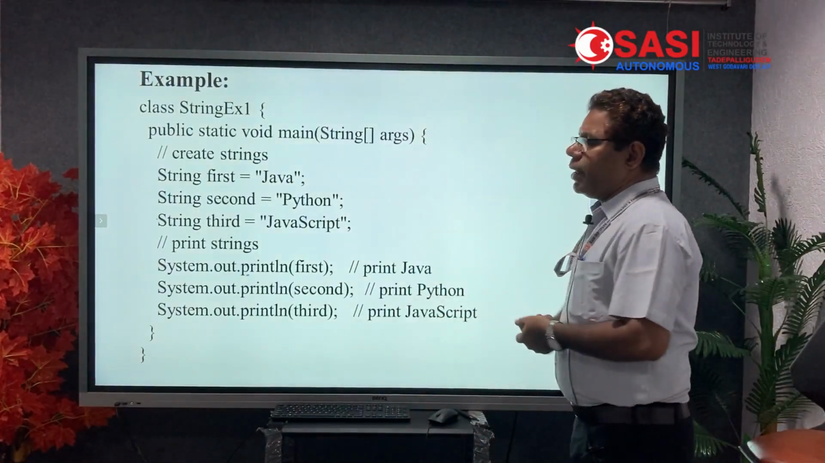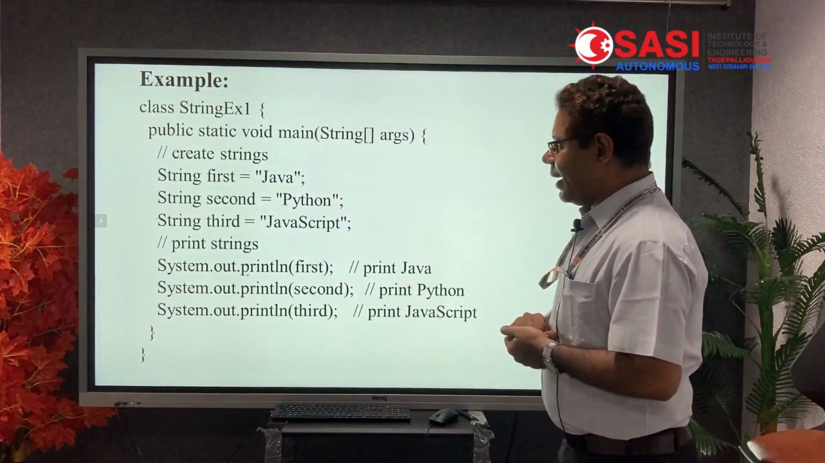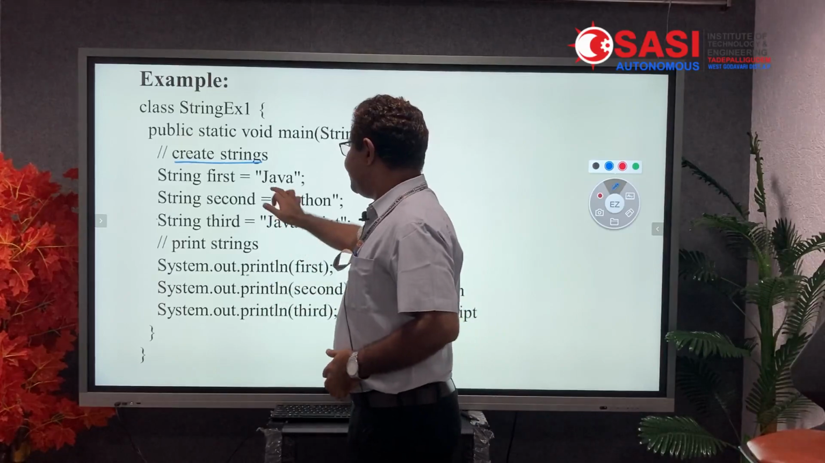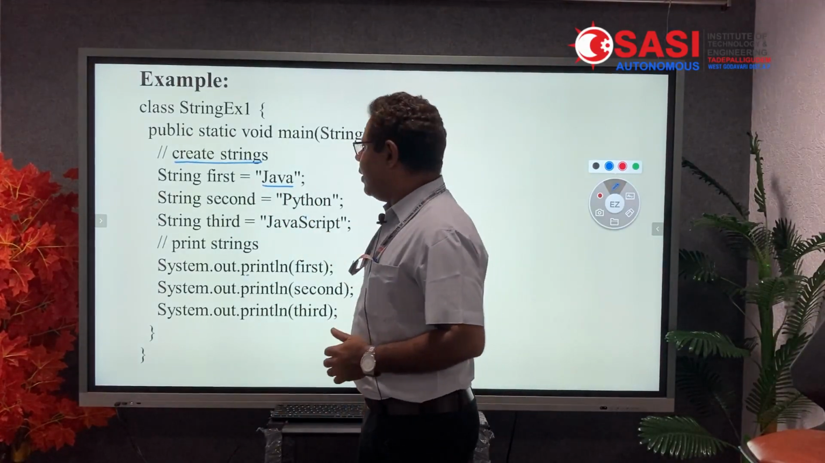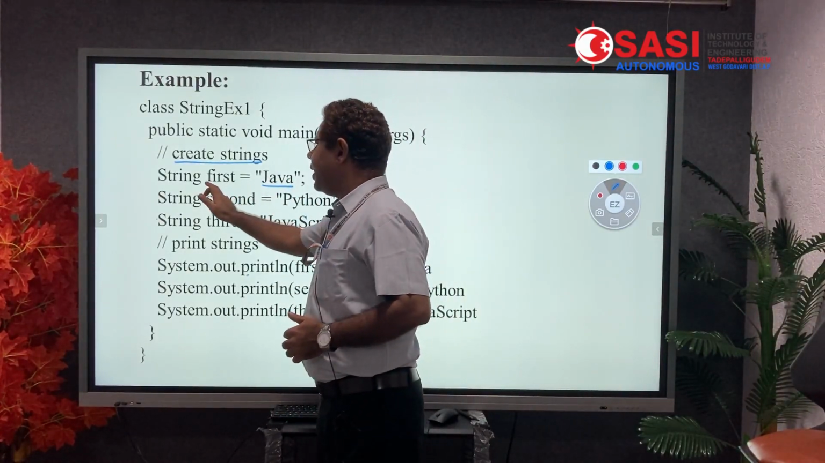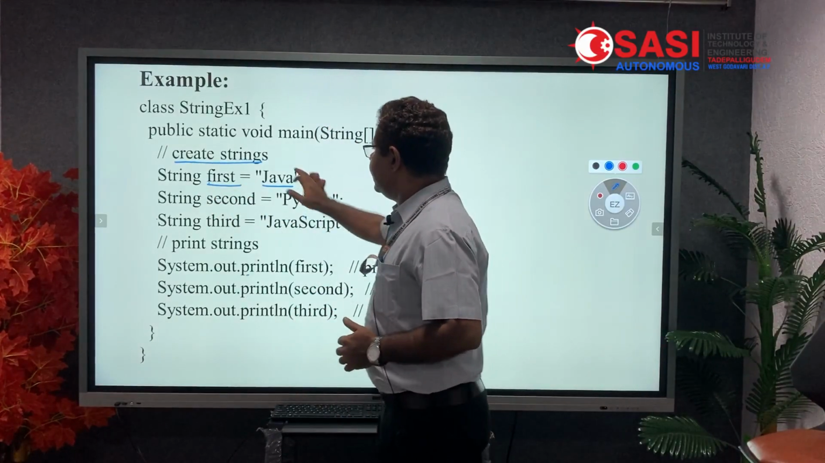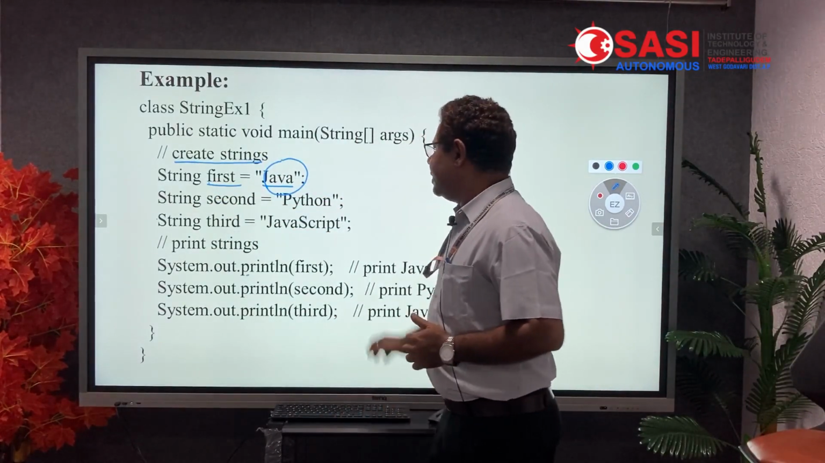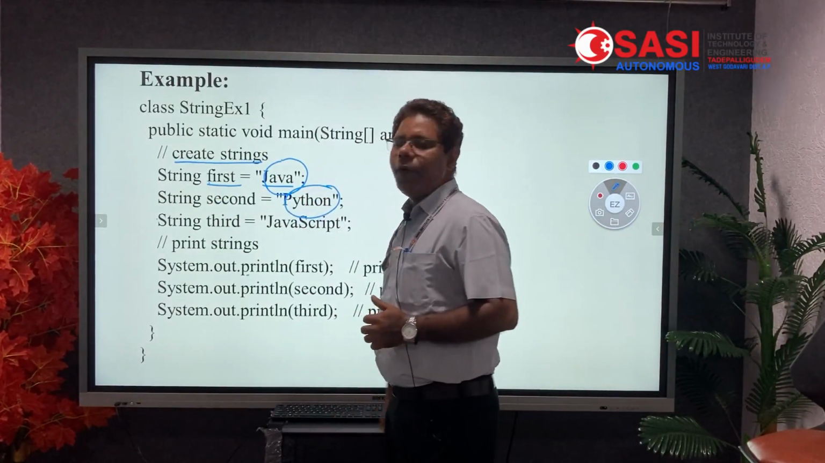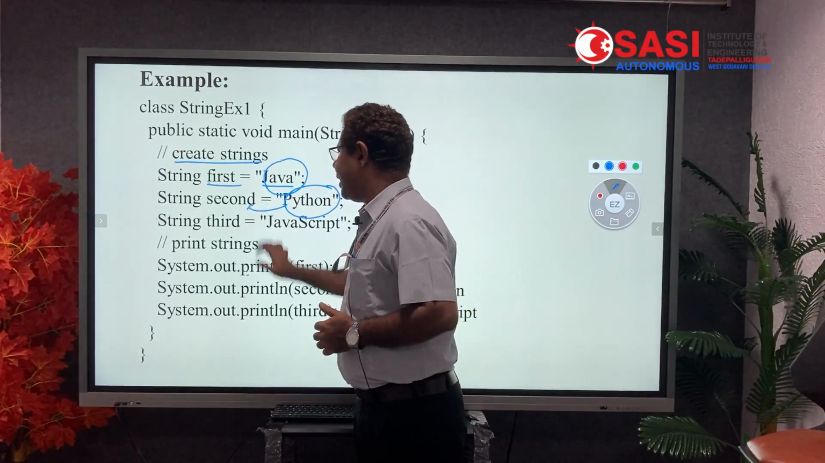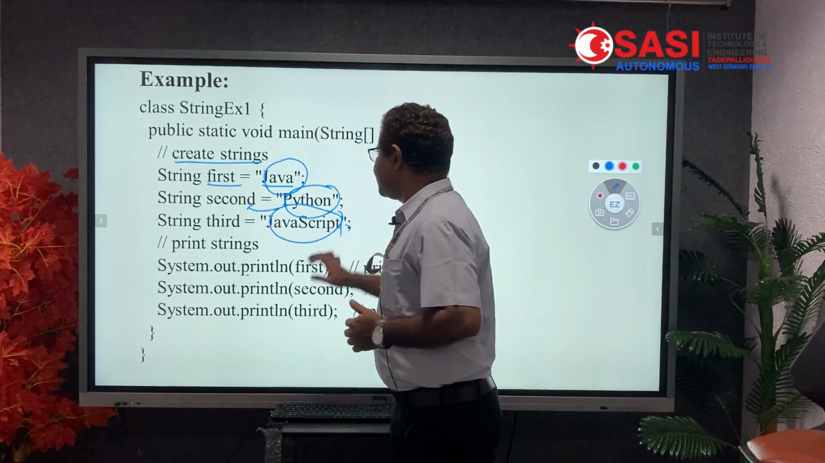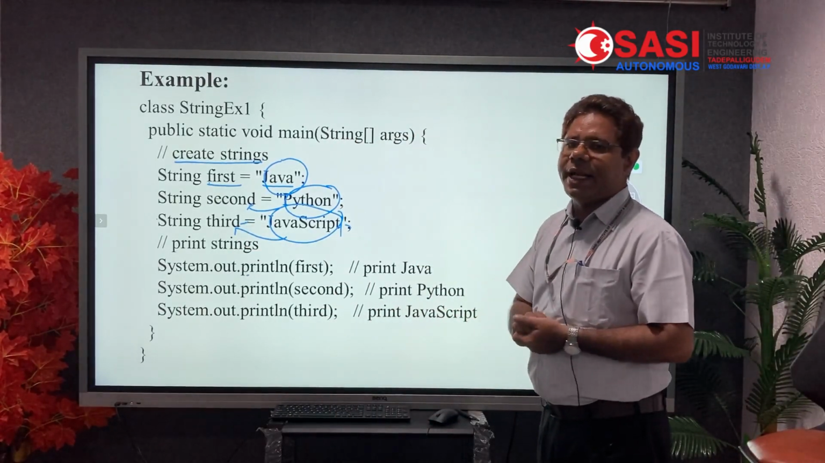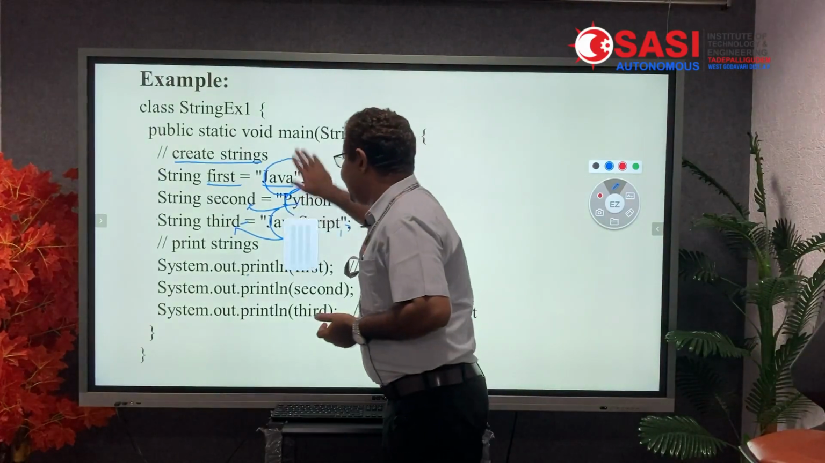Before going to that, we can see an example for the string literal. First, here we are creating a string using the string literal. The string value Java is assigned to first. Similarly, the Python string value is assigned to second. JavaScript string value is assigned to third. So here, by using the string literal concept, we are creating three strings.